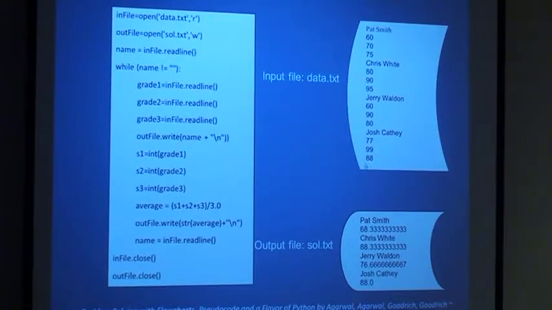We've got to detect this end of file ourselves, because this is called end of file, no more data. And the output is shown here. Pat Smith has an average of this, etc. Okay. So that's the input, that's the output, that's the file name for input, file name for output.